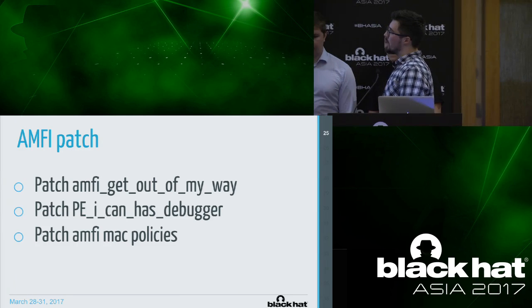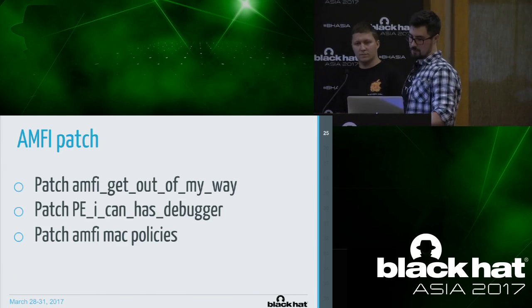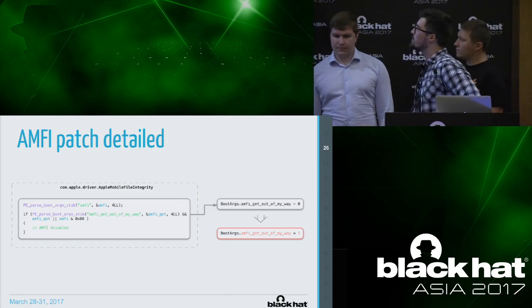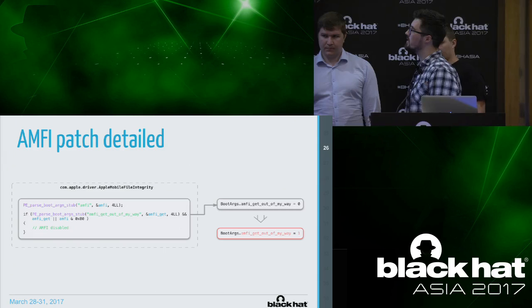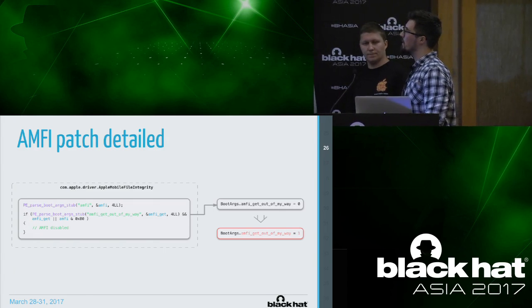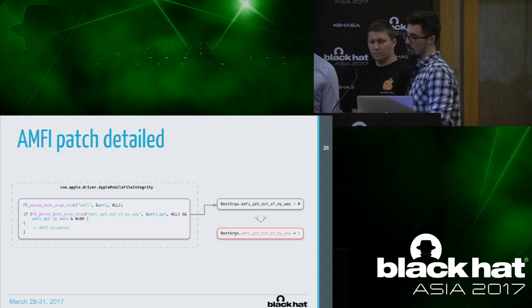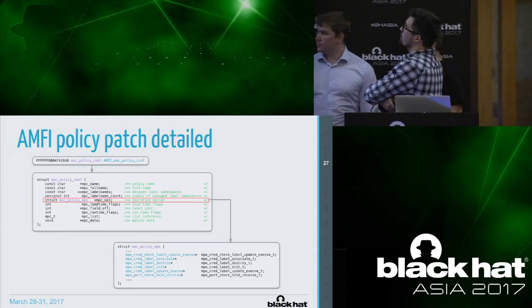Another way, we can patch only interesting policies directly in AMFI text. This is how it looks like. As I said, AMFI init respects the AMFI and amfi_get_out_of_my_way boot arguments. If they exist, it reads the corresponding value of these boot arguments and sets the variables. So we can directly patch these variables to get amfi_get_out_of_my_way functionality. The next thing is AMFI policy patches.